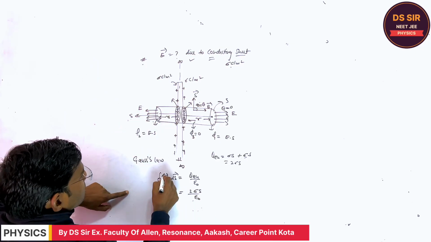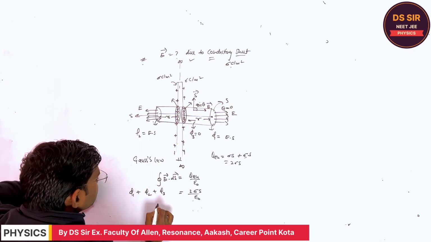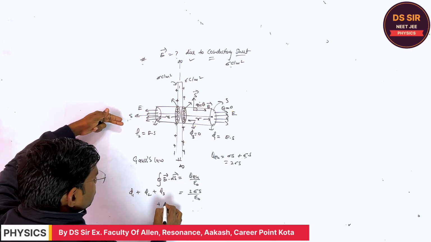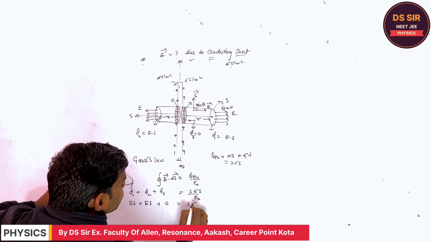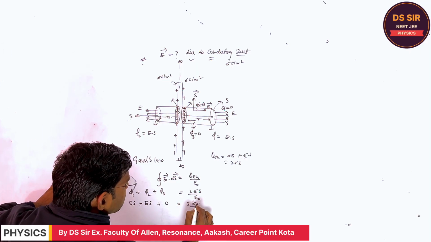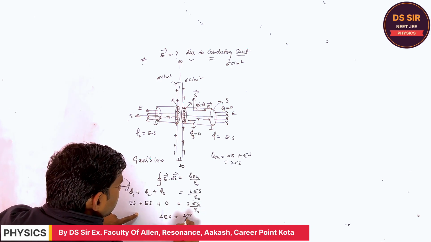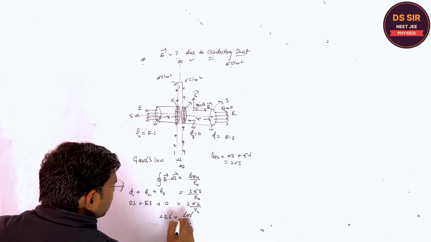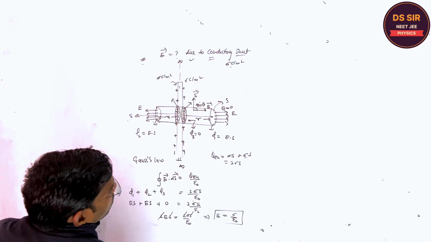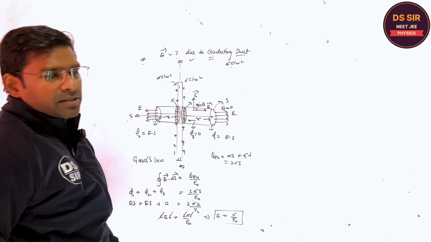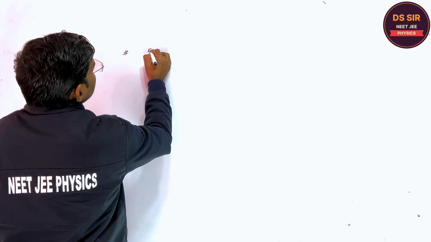The electric flux phi1 plus phi2 plus phi3. This phi3 is 0, ES plus ES is equal to 2 sigma S upon epsilon. So 2ES is equal to 2 sigma S upon epsilon. S will cancel out, 2 will cancel out. The electric field is sigma upon epsilon. Alright, copy this.